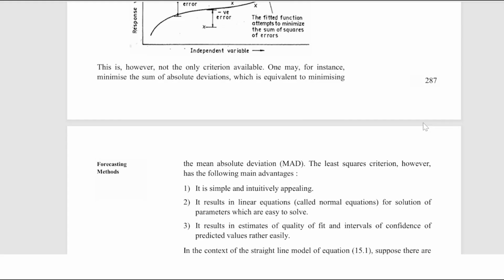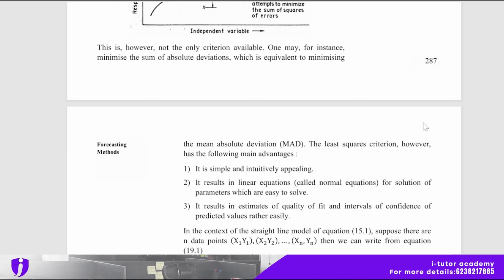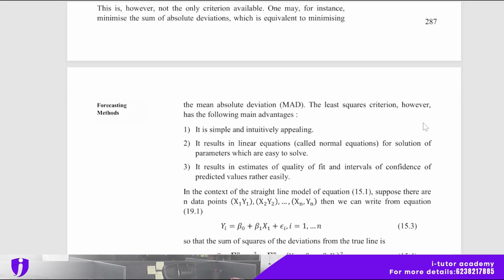The least square criterion, however, has the following main advantages. One, it is simple and intuitively appealing. It results in linear equations for solution of parameters, which are easy to solve, and it results in estimates of quality of fit and interval of confidence of predicted values rather easily.